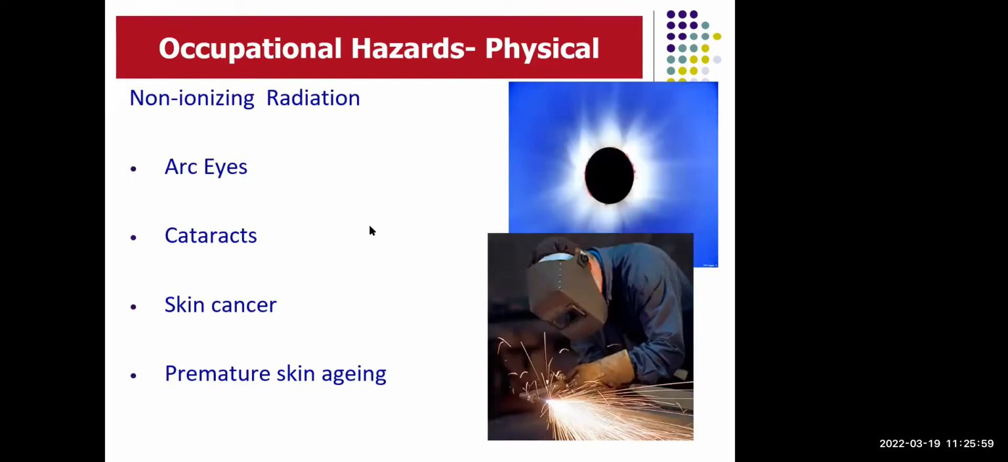Non-ionizing radiation, due to sunlight and welding light, can cause arc eye. Those who have welding at their workplace will know that due to exposure, the eyes start burning and become red. It's a self-limiting condition. Many times the welder will not get arc eye because he's a trained person and will use eye protection. The people working around will get it. It can lead to cataracts, skin cancer, and premature skin aging due to non-ionizing radiation.